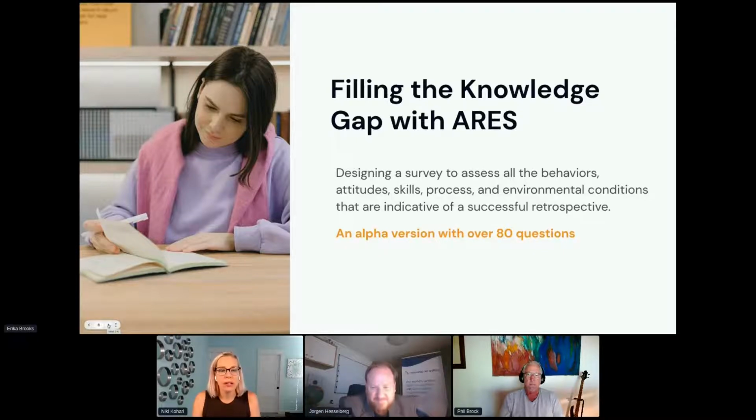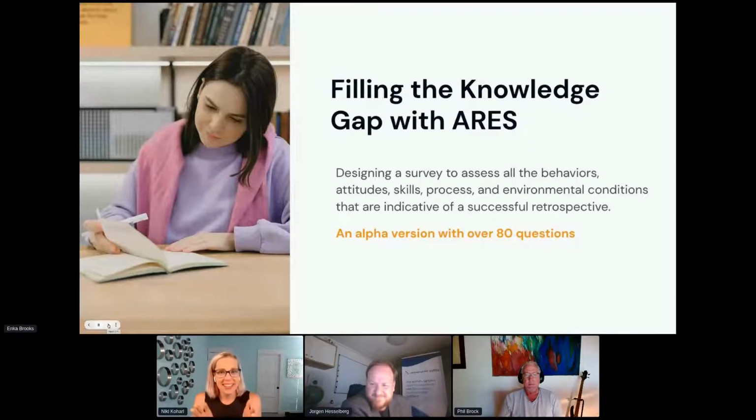So we were really on the same page from the beginning, and so we wanted to embark on this journey together. And so the first step, given that there's lots of possibilities, what's the smallest increment that we can do, it was to develop that pilot survey so that we could test it with folks in the community. So we wanted to assess all of the behaviors, attitudes, skills, processes, environmental conditions, all of the things that were indicative of a successful retrospective.